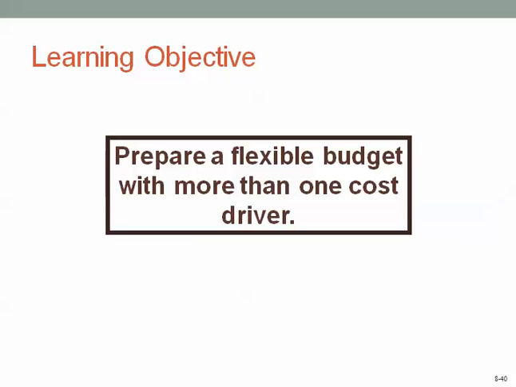Our next learning objective is to prepare a flexible budget report with more than one cost driver. This is somewhat of a throwback to our activity-based costing when we used more than one cost driver to allocate manufacturing overhead to our product or products.